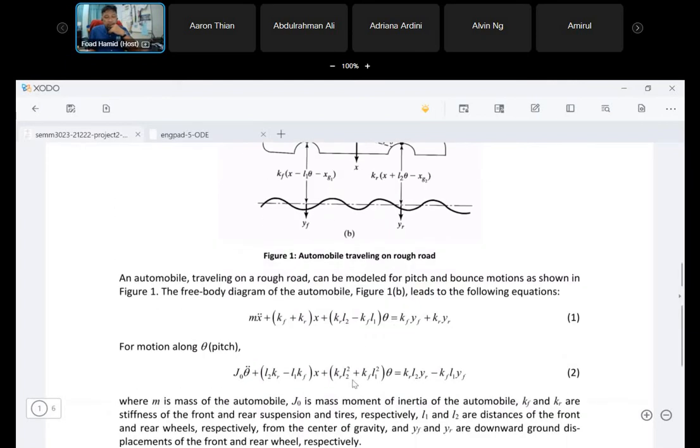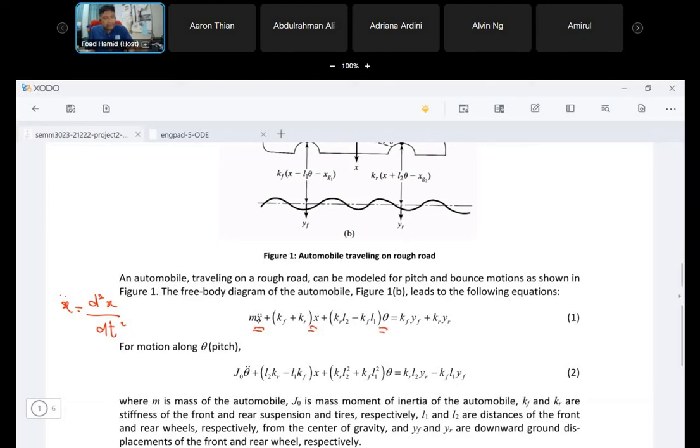And the equation is this one. And you see that this is an ODE. Note that this is x double dot, which is just d square x over dt square. So this is the second derivative. This is x, and this is theta.